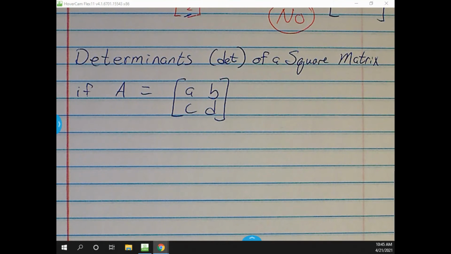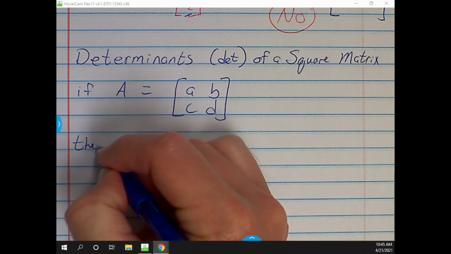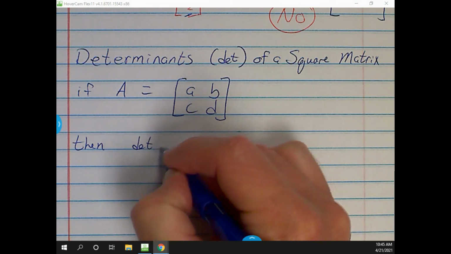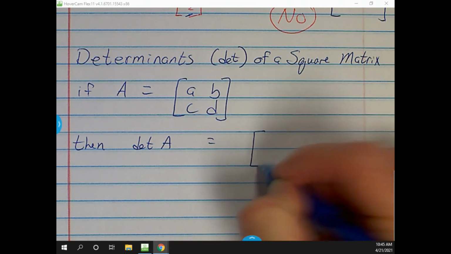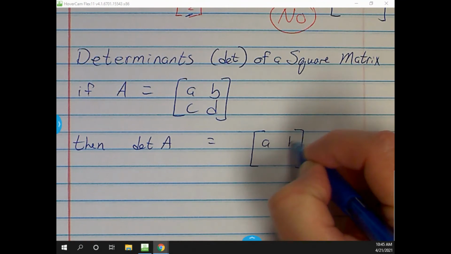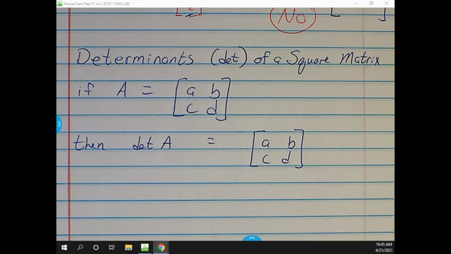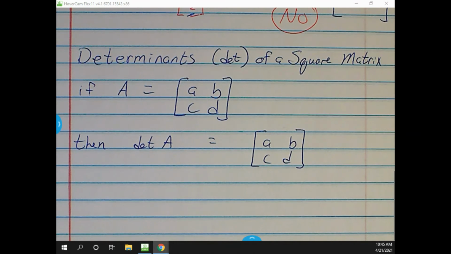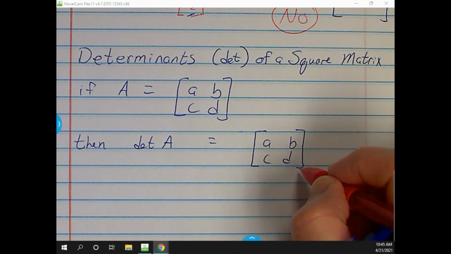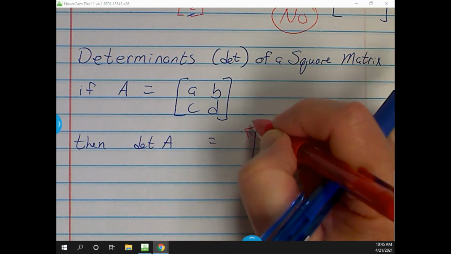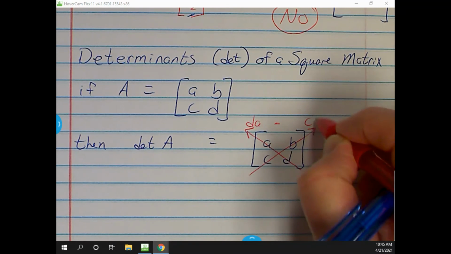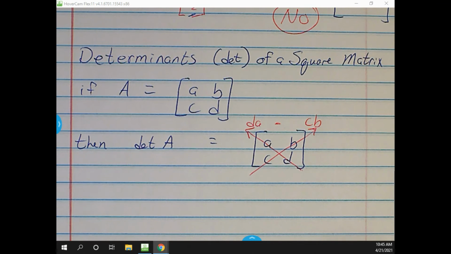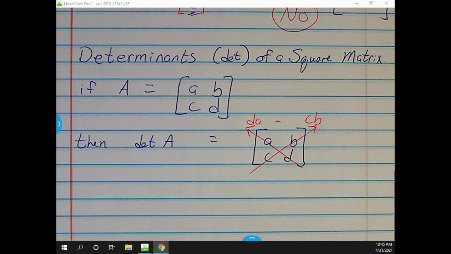If matrix A is A, B, C, D, then the determinant of A is, you take the original matrix A, B, C, D, and basically do cross products. The only thing on this one is when you do the cross products, you want to go this way. So you want to do D times A, and then minus C times B. And the determinant gives you an actual number from that matrix.